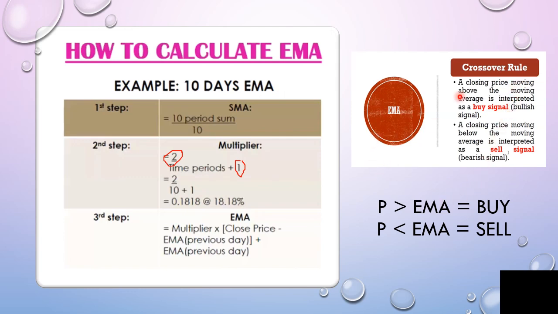So again we have the crossover rule. A closing price moving above the moving average is interpreted as a buy signal, or bullish signal, whereas a closing price moving below the moving average is the sell signal. So I conclude it here: price more than means that it is crossover above the EMA, we call it buy, and vice versa for selling.